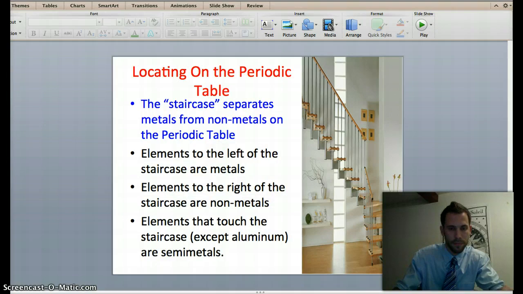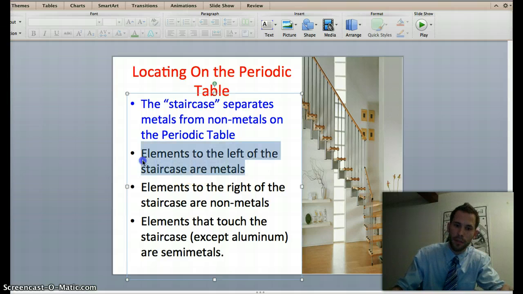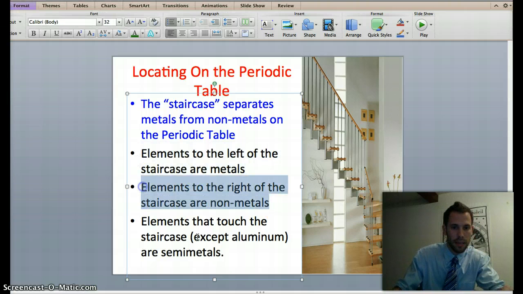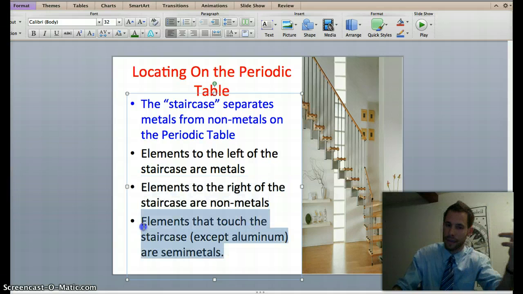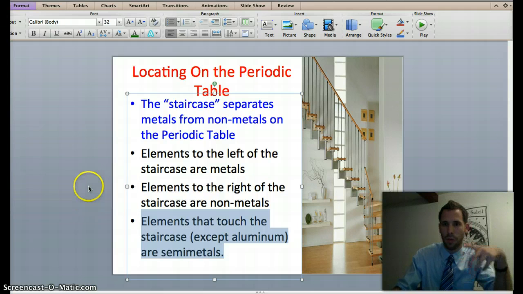So elements on the left are metals, elements on the right are nonmetals, and elements that are touching the staircase, except for aluminum, are semimetals. And we know this because aluminum is what we use to make our cans, our soda cans and whatnot.